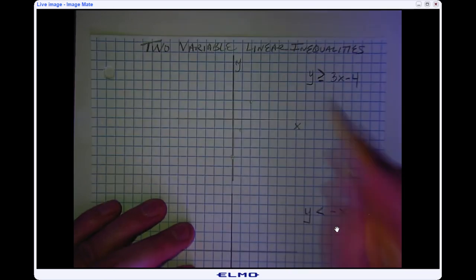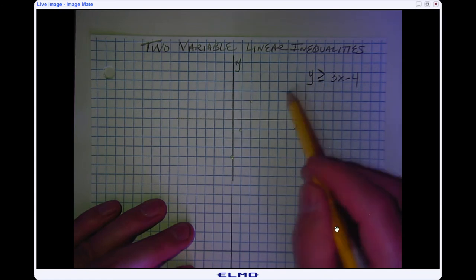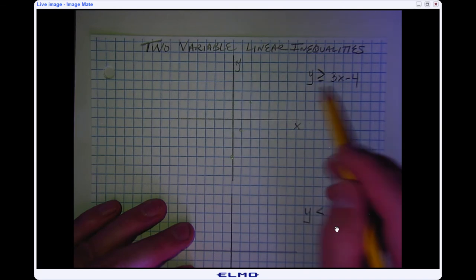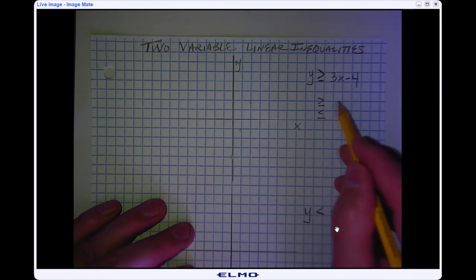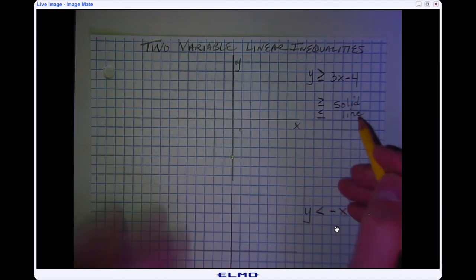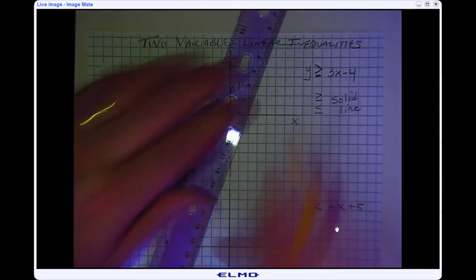And then when you're graphing inequalities, like when we did it on a number line, if it had an equal sign, it was a solid dot because that number could be the solution. Just like when you're graphing two variable inequalities, if you have an equal sign, whether it's greater than or equal or less than or equal, when you connect your dots, it should be a solid line. So I'm going to go ahead and use my ruler now to connect these dots as a solid line.